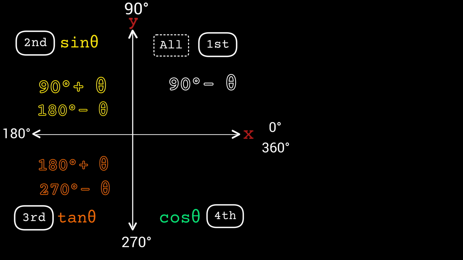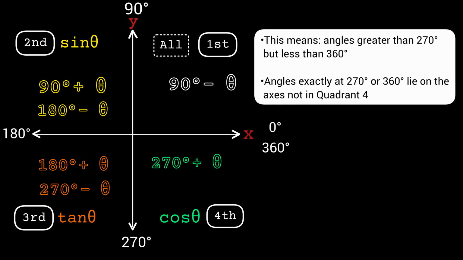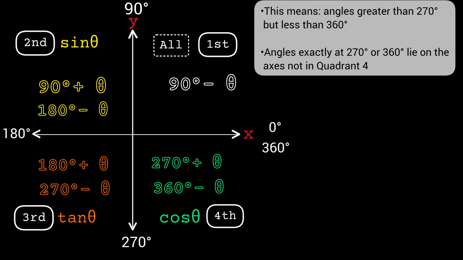In the fourth quadrant, we have angles that are greater than 270 degrees, so we have 270 degrees plus theta. The angles in this quadrant range from 270 degrees to 360 degrees, so we also have 360 degrees minus theta.